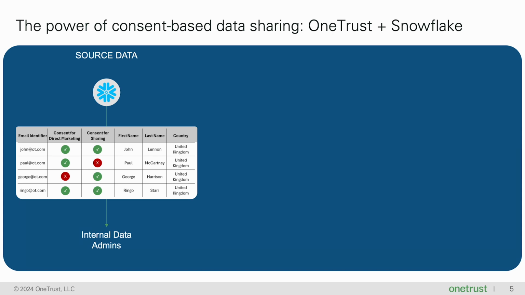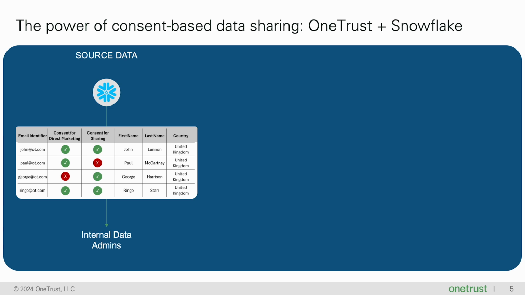Let me actually show you in a little bit of a graphic what is going on at the top level here. Excellent. Yes, exactly. So we started with source data in Snowflake. We've got John, Paul, George, and Ringo, right? They love getting advertising from retailers. And we have two different sets of purposes here, direct marketing and consent for sharing, right? And you'll notice some of them have said yes to both. So John, big consumer, said yes to both. Paul said yes to one, not to the other. George, same thing. Ringo likes them both as well.